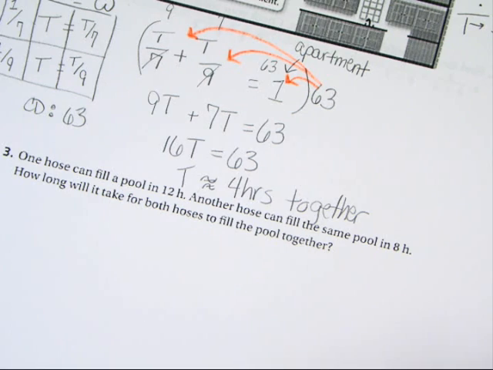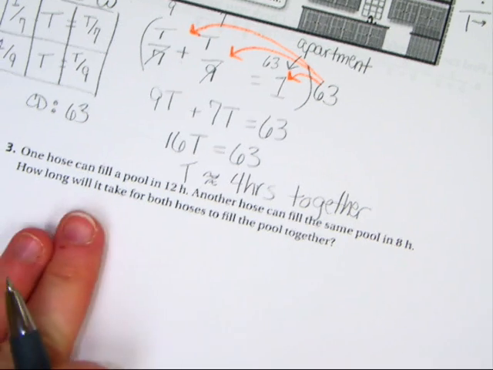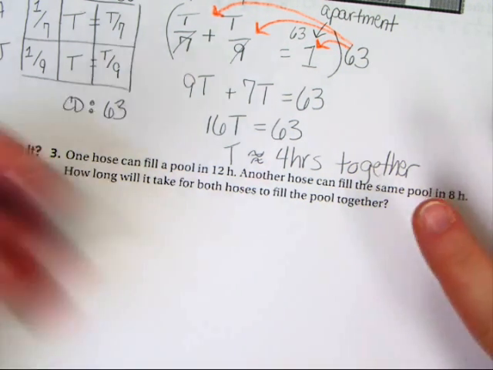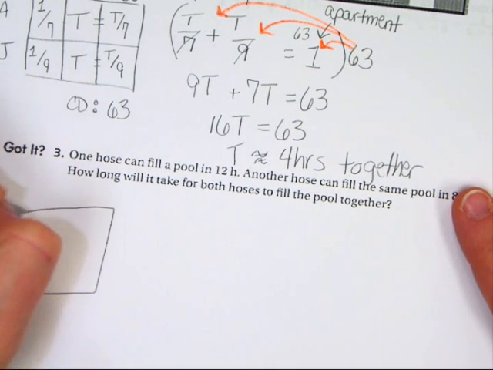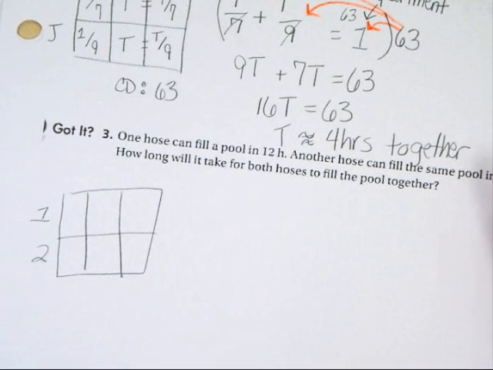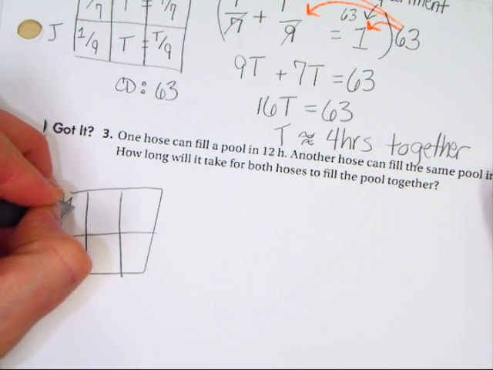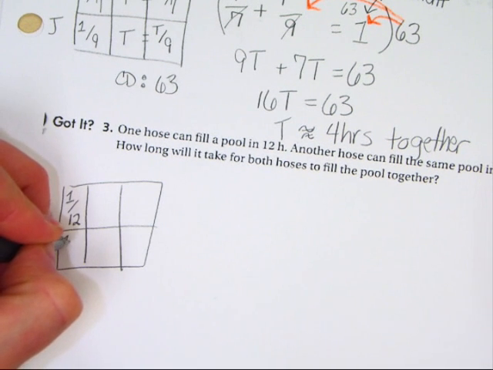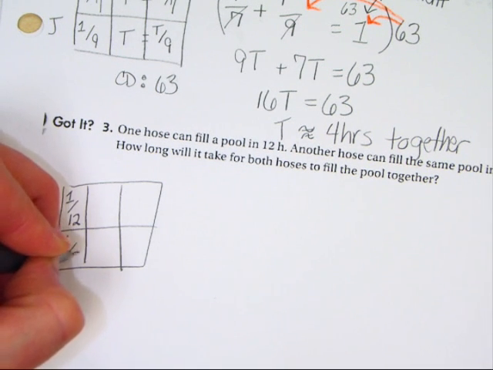Let's try it again. In problem 3, we have one hose that can fill a pool in 12 hours, and we have another hose that can fill the exact same pool in 8 hours. How long if both of them are filling the pool together? So we have our chart. We have hose 1 and hose 2. This can fill one pool in 12 hours. This one can fill one pool in 8 hours.